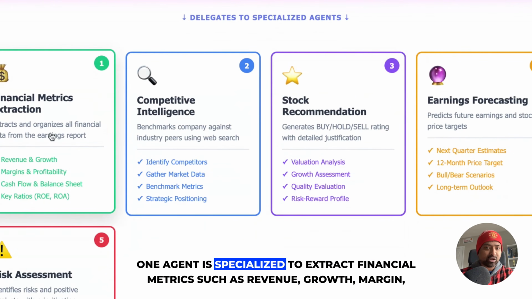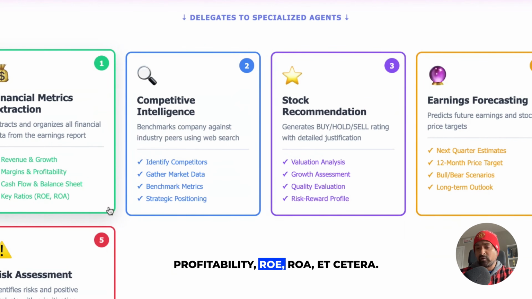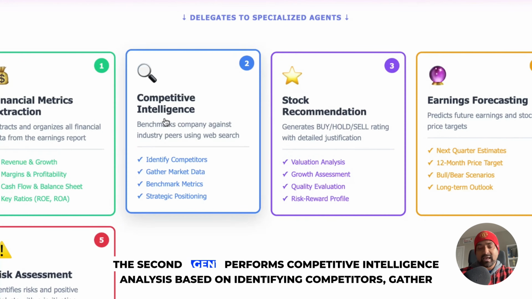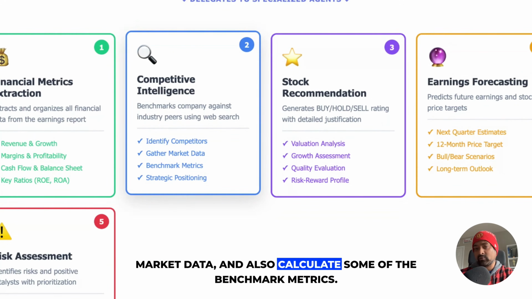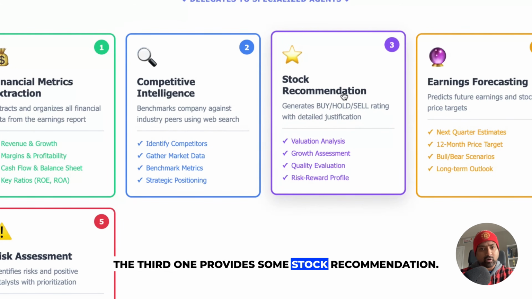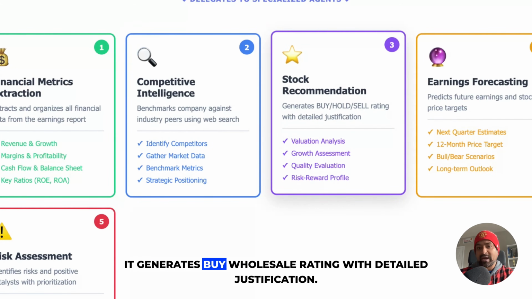One agent is specialized to extract financial metrics such as revenue growth, margin profitability, ROE, ROA, etc. The second agent performs competitive intelligence analysis based on identifying competitors, gathering market data, and also calculating some of the benchmark metrics. The third one provides stock recommendations. It generates buy, hold, sell ratings with detailed justification.